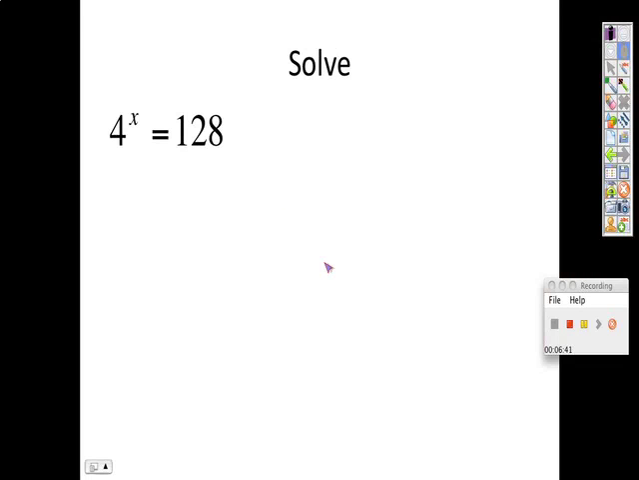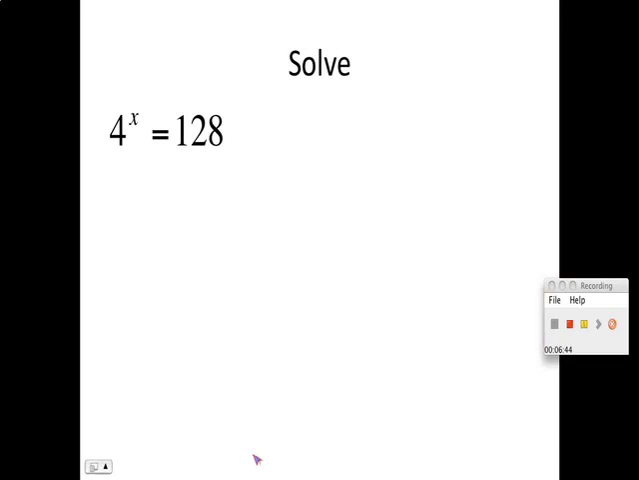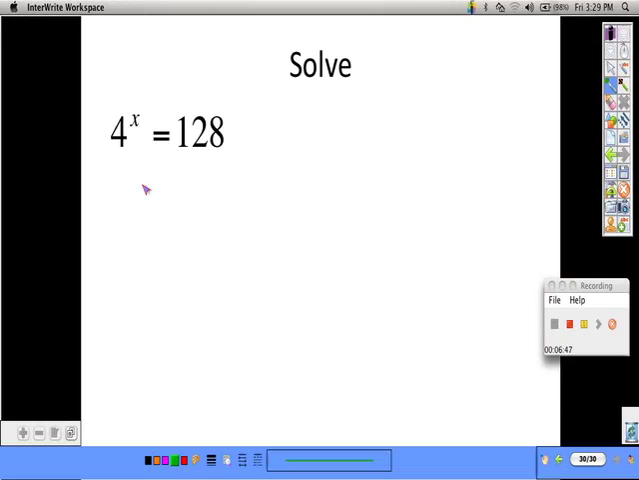And now we're going to solve this equation. And we're going to solve it in two ways. First, the old way. We'll write the two sides so that they have the same bases. 4 is 2 squared. So we can write 4 to the x as 2 to the 2x. 128 is 2 to the 7th. So we get 2x equals 7. Divide by 2. X is equal to 7/2.